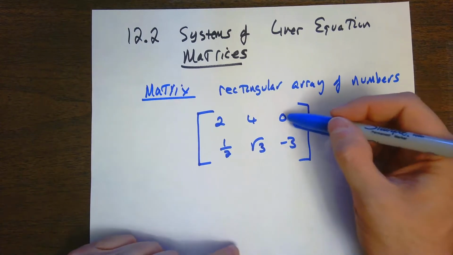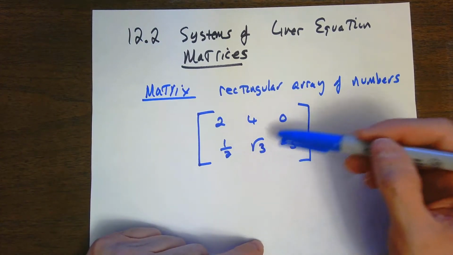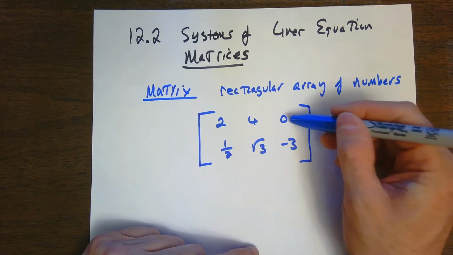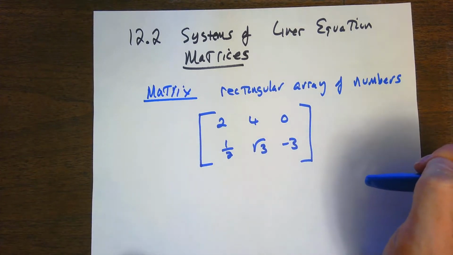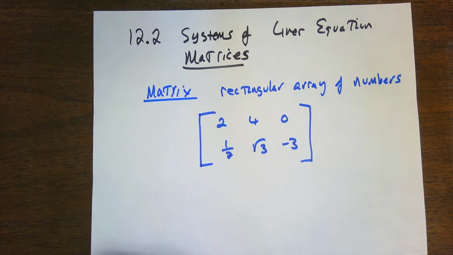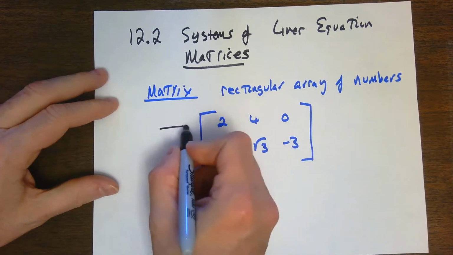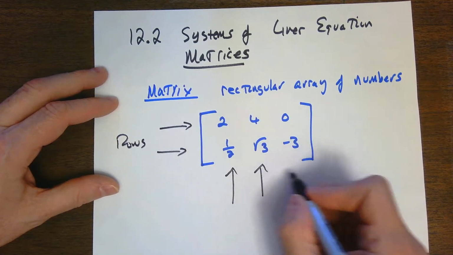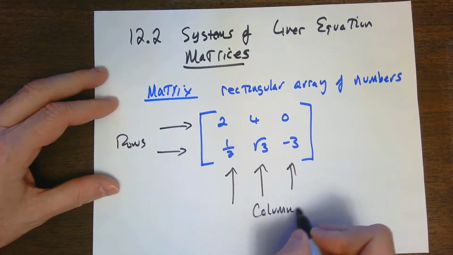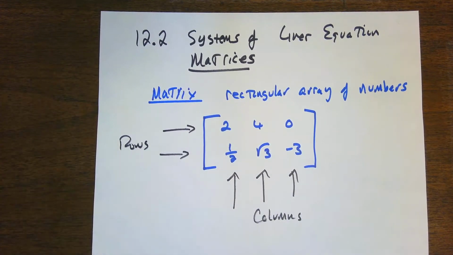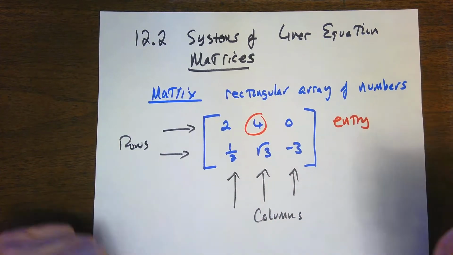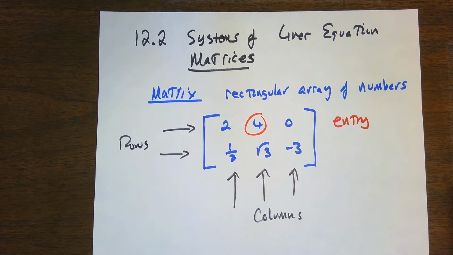Now notice the numbers, everything kind of in its place. I'm allowed to have fractions or square roots or negatives, and if I've got 0, I have to put a 0 in here. So think about this as a spreadsheet. Now, matrices are comprised of rows and columns. These are the rows, and these are the columns. So I've got rows and columns in a matrix. Every entry is called, well, an entry.